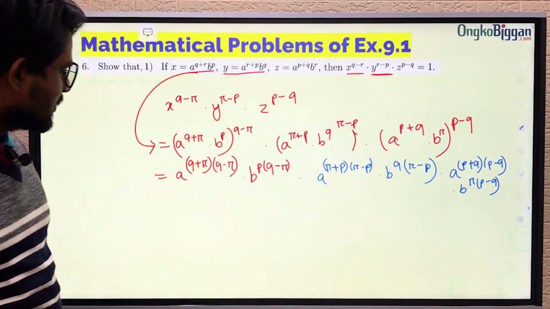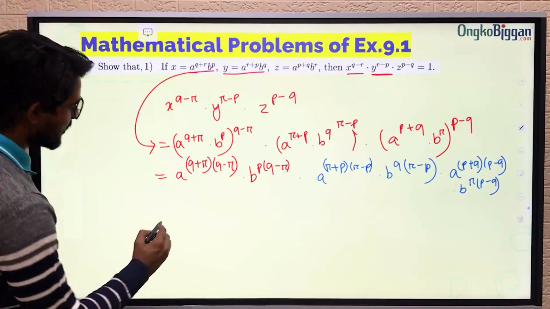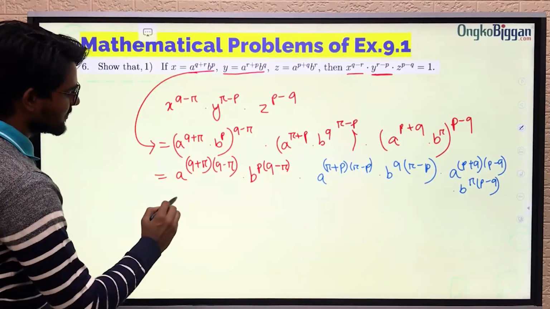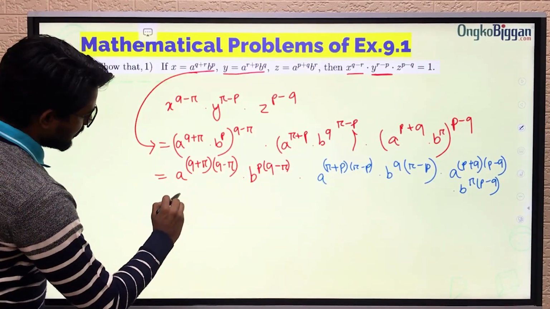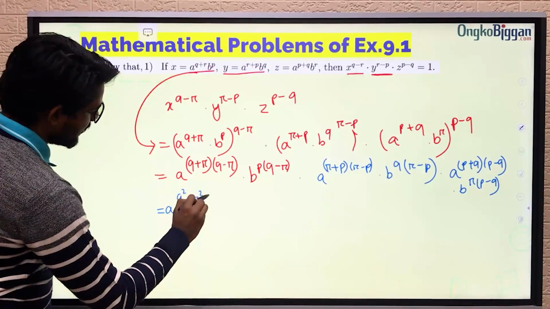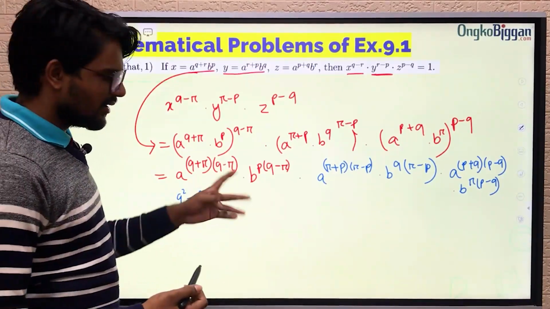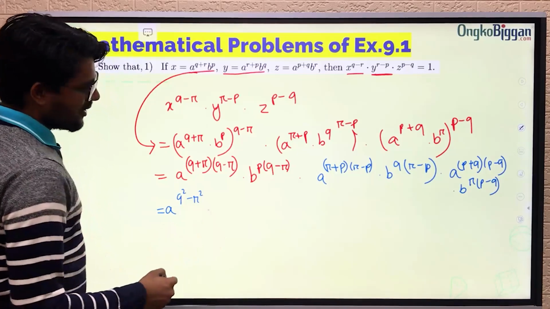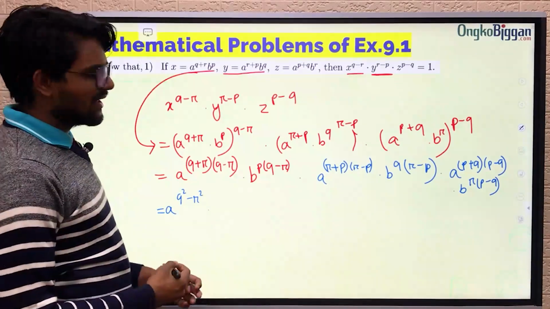So basically we can now multiply them and we will get the simplified value as a to the power q squared minus r squared. I think I should write the a first because multiplying them is quite easy.